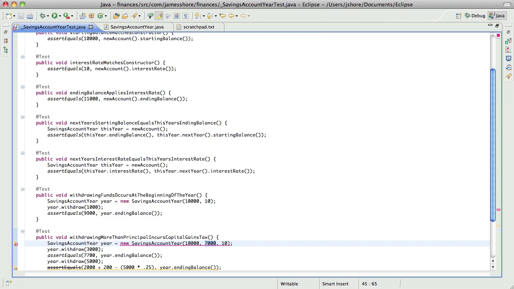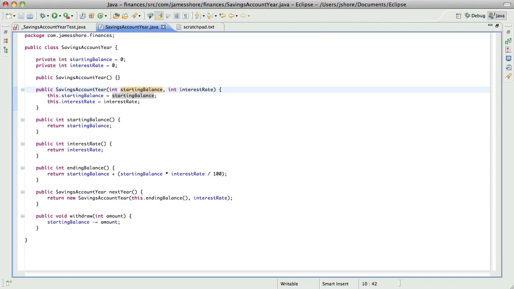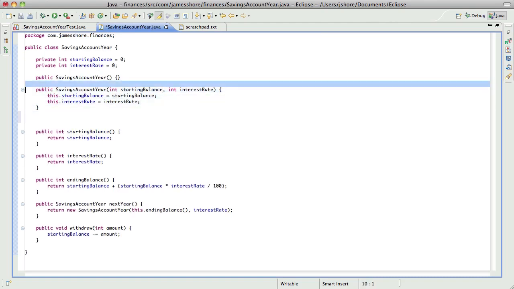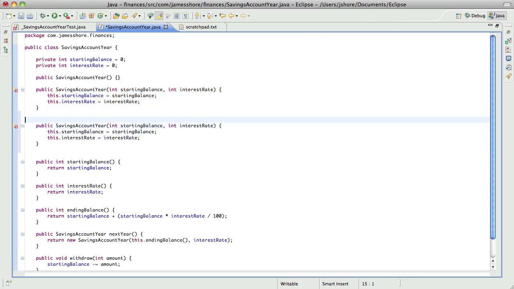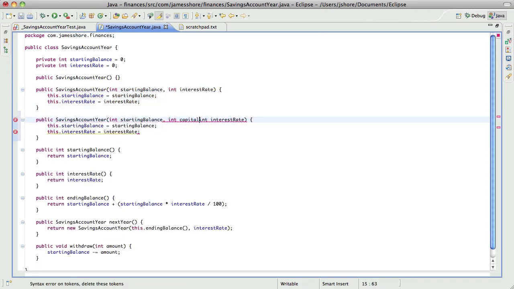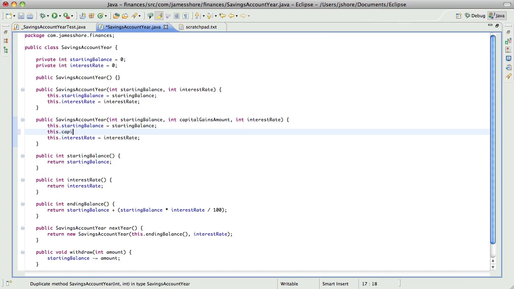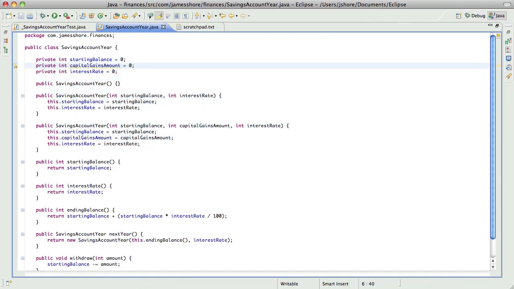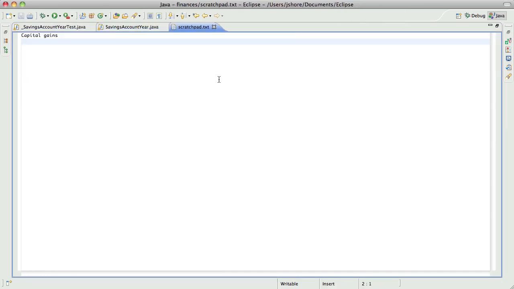What I do is when I'm trying to figure out an idea, I just sort of hack it in, and then as the idea becomes more clear, I clean up the code. So we're just going to hack this in for now. And let's say that capital gains so far. First, we don't need the initializers.